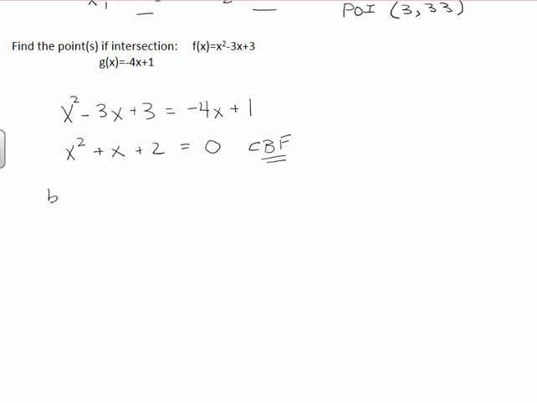Before I get into all of that work of the quadratic formula, I remember our discriminant from the other day, so I quickly use it to see whether there are any solutions or not before I get into the whole quadratic formula. I quickly see here that I have a negative answer, so I know that there are no points of intersection for this question, so I'm done there.